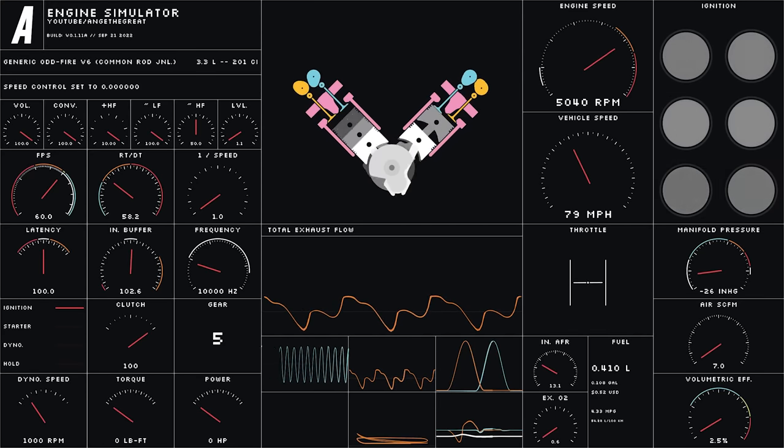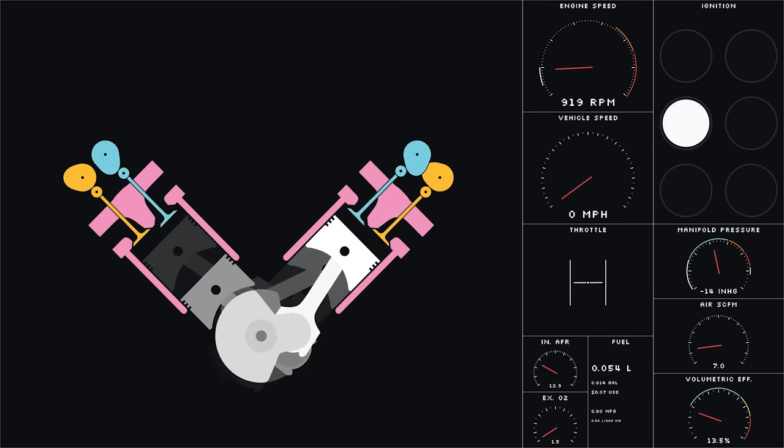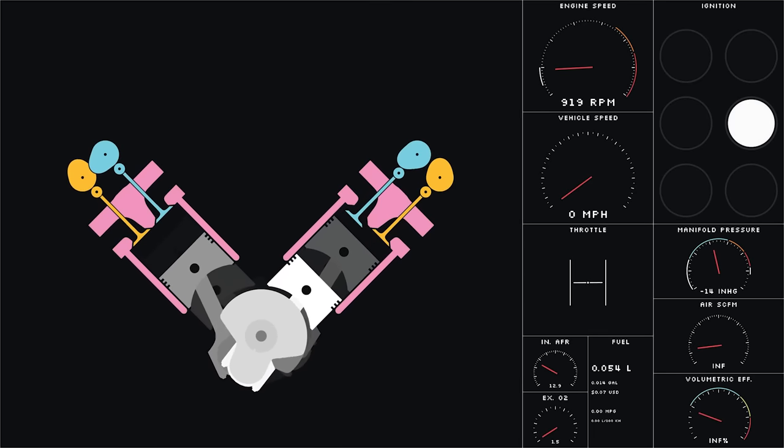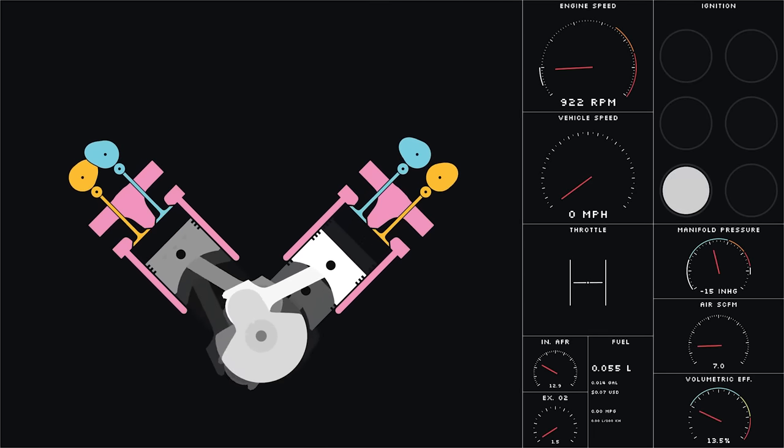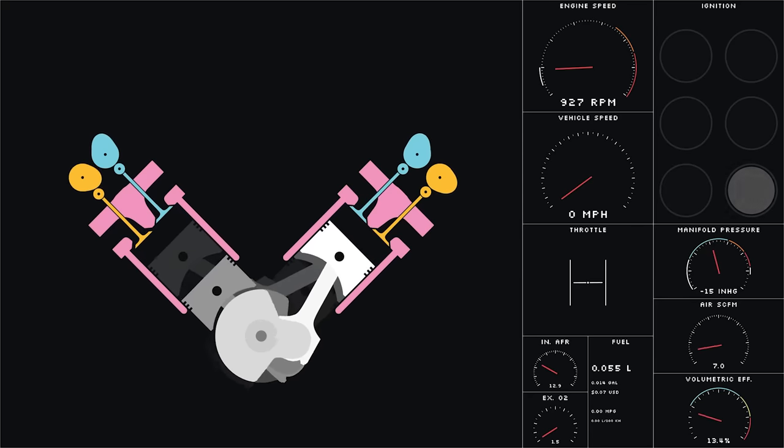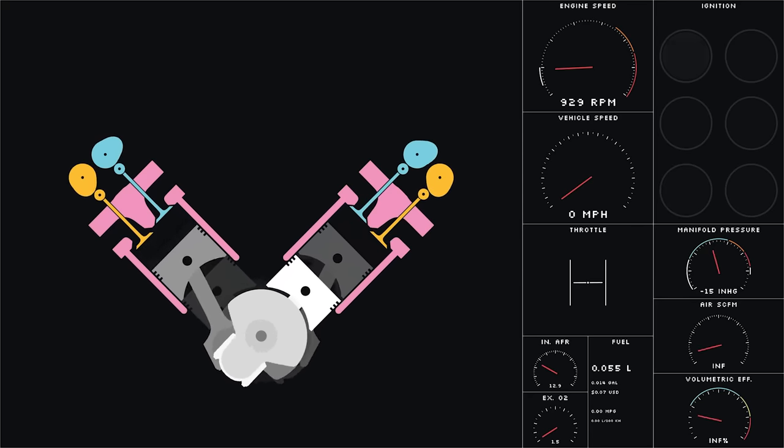These engines have a very distinctive sound because of their uneven firing and are a bit unbalanced. Some manufacturers corrected this by splitting the rod journals, allowing the engine to fire evenly. Let's see what that sounds like.